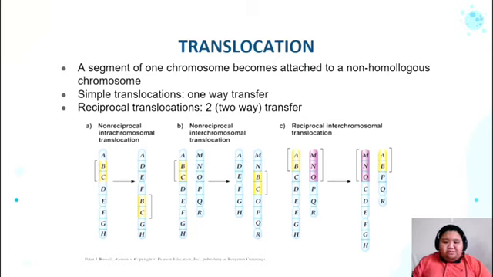For B, non-reciprocal interchromosomal translocation. Interchromosomal translocation involves the movement of a chromosomal segment between chromosomes. For C, reciprocal interchromosomal translocation. It's the same as B, but in C, it has reciprocal translocation. Reciprocal translocation occurs when chromosomal segments are exchanged between two non-homologous chromosomes, and it is the most typical type of translocation.